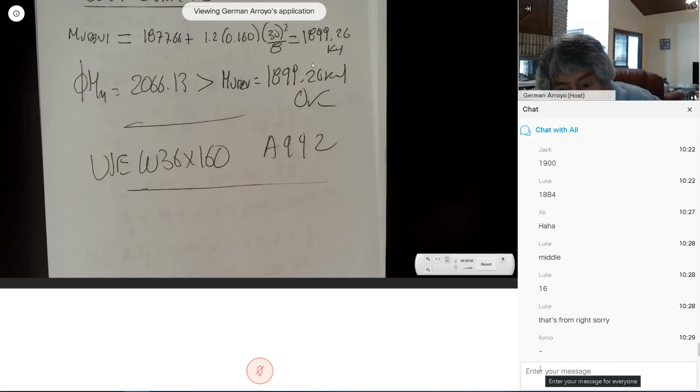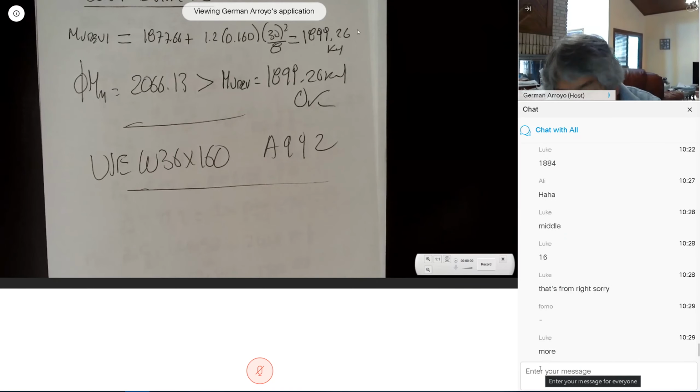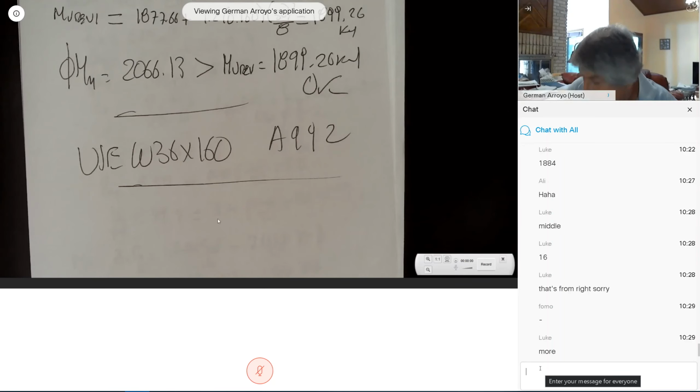Am I adding more? Yeah, I know. But I'm adding more or less than I need? More. So I'm on the conservative side, no problem. So I don't have to go exactly to there. Then now I say use W36 by 160. Any question? Any question about anything?